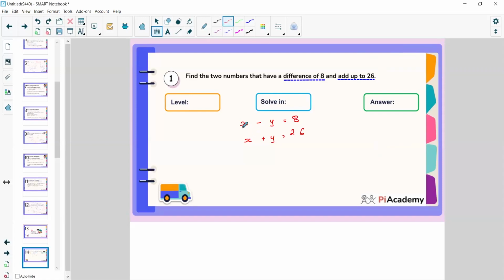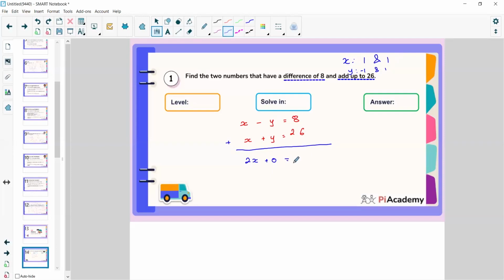So over here, what are the coefficients of x? 1 and 1, and y is -1 and 1, right? So we already have the coefficient same, isn't it? So we don't need to multiply anything. What we can simply do is, let's just add this up. What would we get? X plus x is 2x. Minus y plus y is 0. So see, we have already eliminated one variable just by adding up.